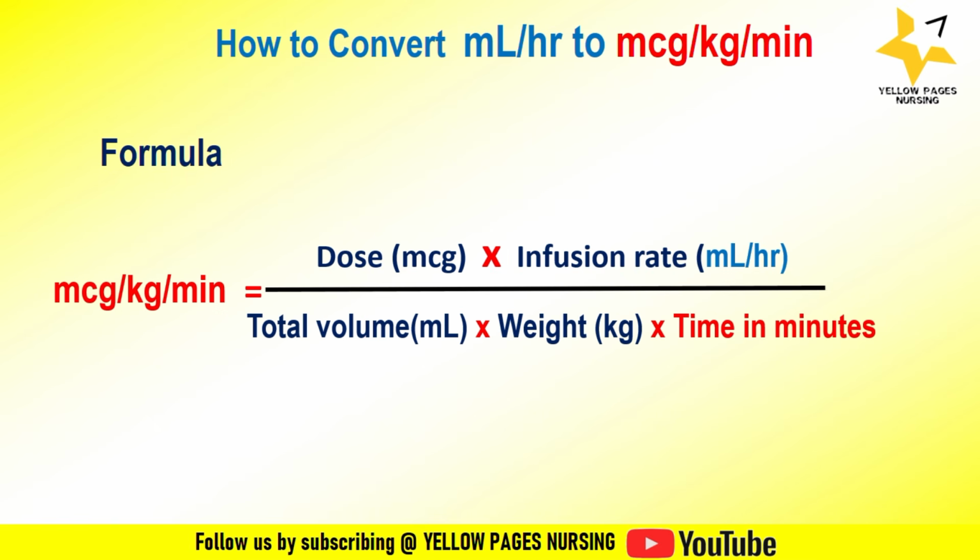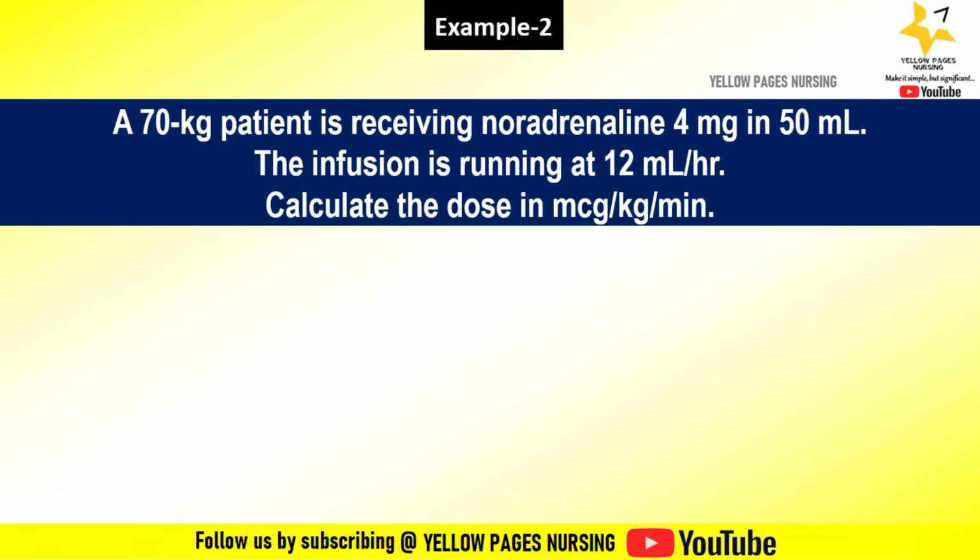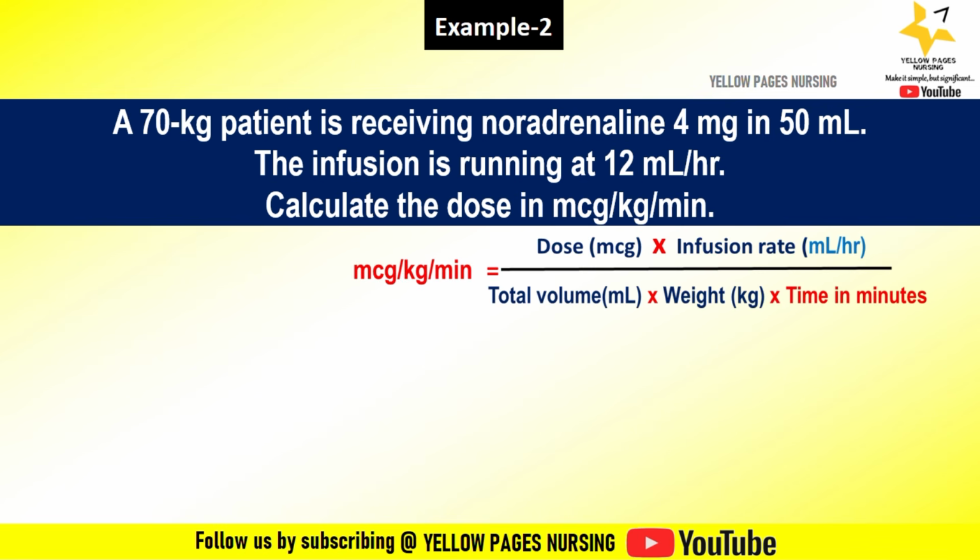Let's get more clarity by doing an example. A 70 kilogram patient is receiving noradrenaline 4 milligram in 50 ml. The infusion is running at 12 ml per hour. Calculate the dose in microgram per kg per minute. Recalling the formula, microgram per kg per minute is equal to dose in microgram multiplied by infusion rate in ml per hour divided by total volume in ml multiplied by weight in kilogram multiplied by time in minutes.